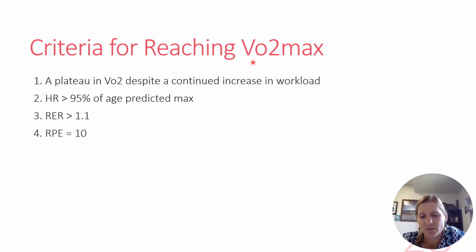Some researchers will choose to use, instead of the word VO2 max, VO2 peak. VO2 peak accounts for the possibility that they didn't meet all of these criteria, but it was the highest peak your subjects could get to. So that's another option. If you see VO2 peak in the research versus VO2 max, that's the reason why. Some researchers prefer that term.